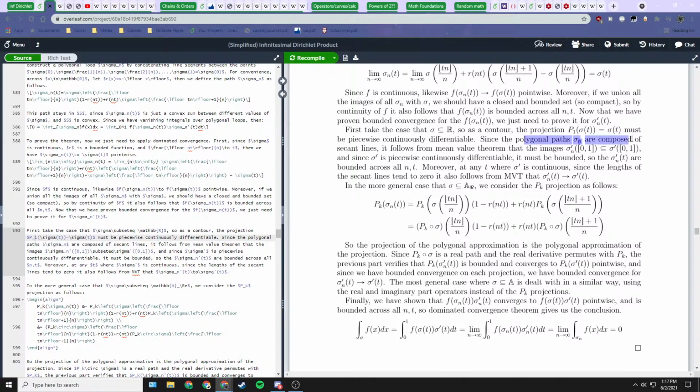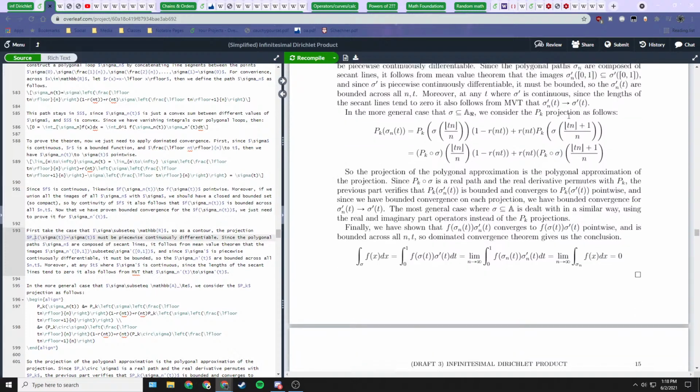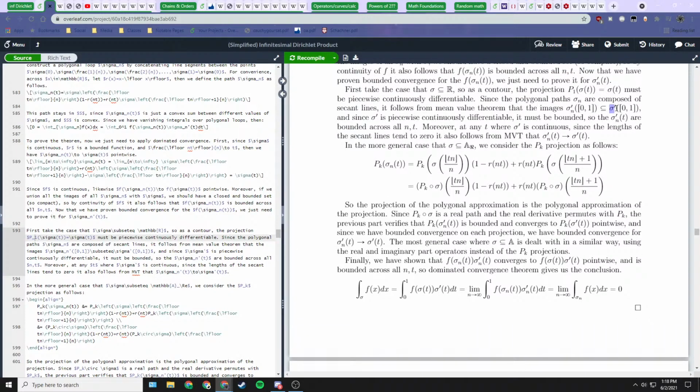So the polygonal path is just composed of secant lines. A secant line is just the line connecting 2 points on the curve. But by the mean value theorem, the secant line has a slope which is somewhere on the part of the curve that it is secant between. So the derivative of this polygonal approximation, at any given point, is somewhere in the image of the derivative of the original sigma. So basically the derivative of a polygonal path is just piecewise constant, and all of those constants will be one of the values that sigma prime takes.